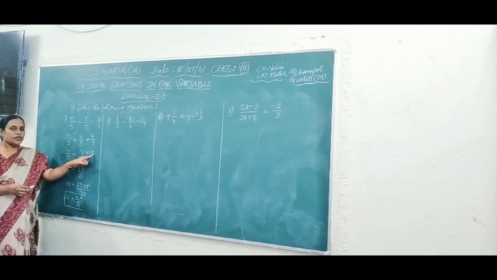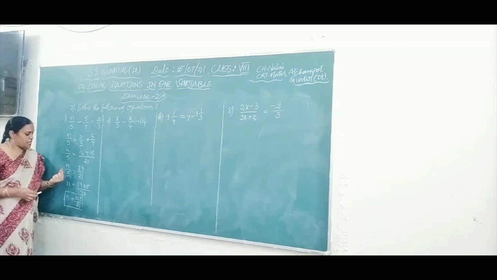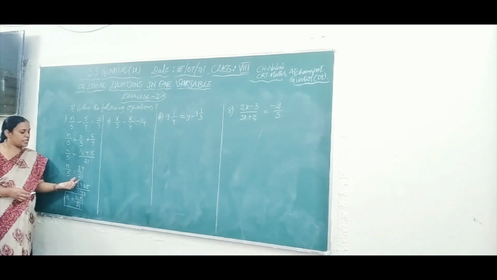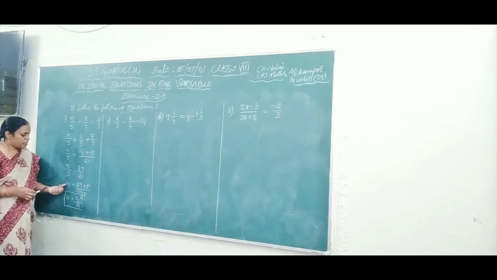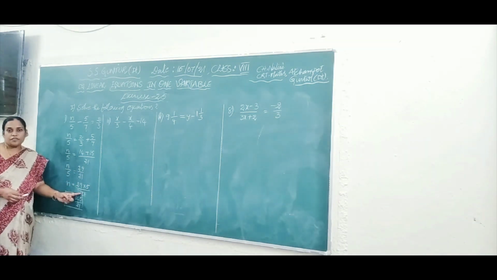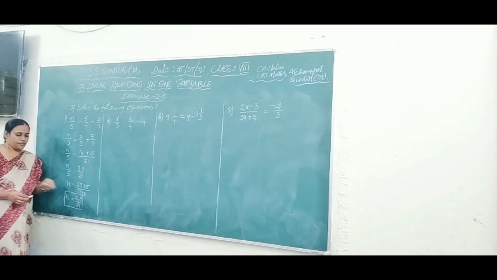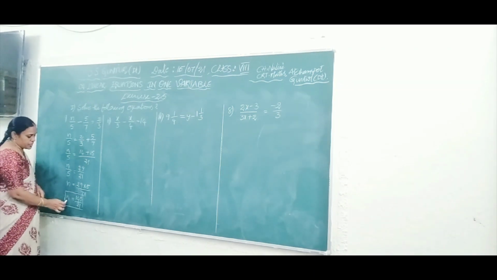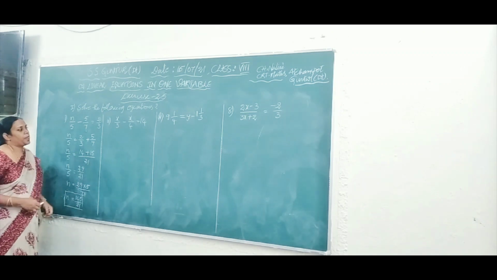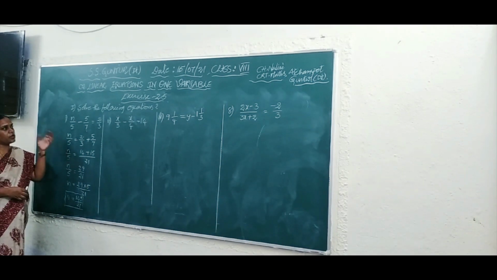Now 15 plus 14 is 29 by 21. n by 5 is equal to 29 by 21. Therefore n is equal to 29 into 5 by 21. 29 5s, how much? 145 by 21. So this is the value of n. Okay students, all of you understood this one? So this is to solve the following equation. Now we get into the second problem.